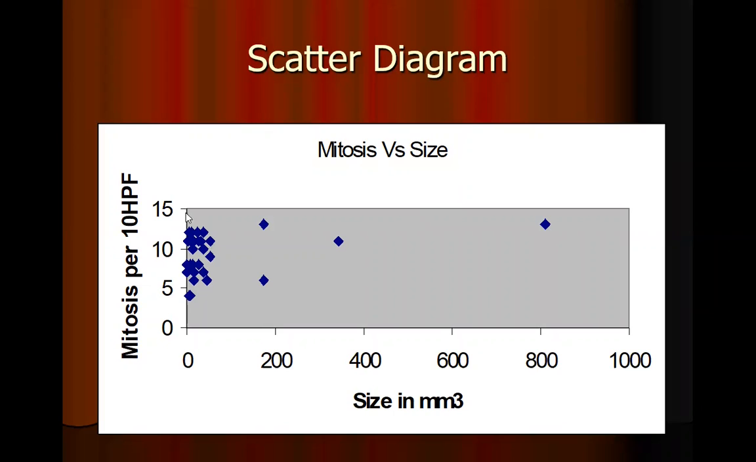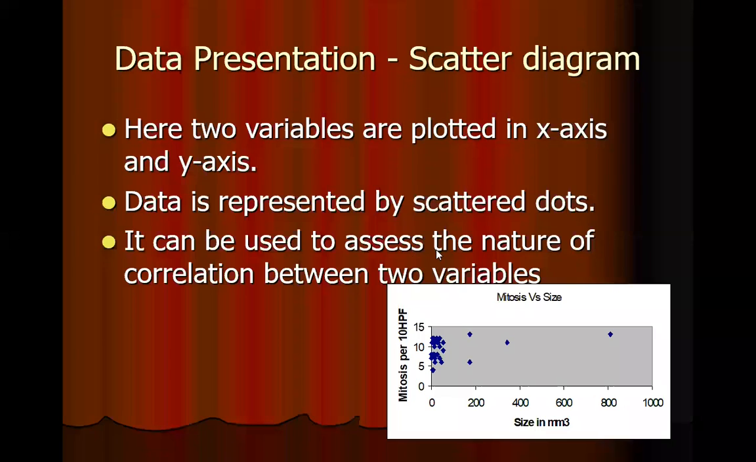So it is actually used to have a feel of correlation between two variables. So in a scatter diagram, two variables are plotted, one on the x-axis, the other on the y-axis, and data is presented as scattered dots, and it is used to assess the nature of correlation between two variables.